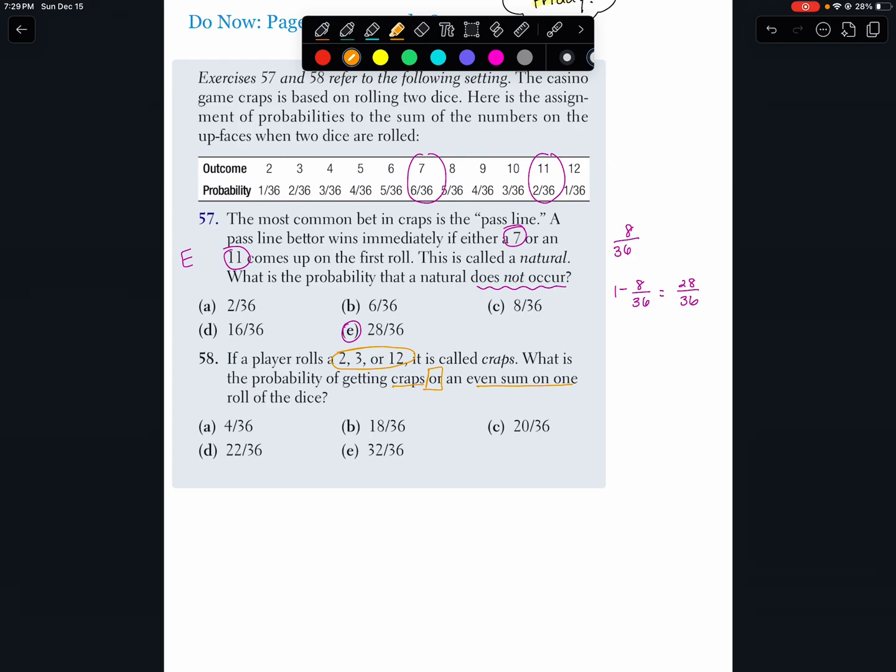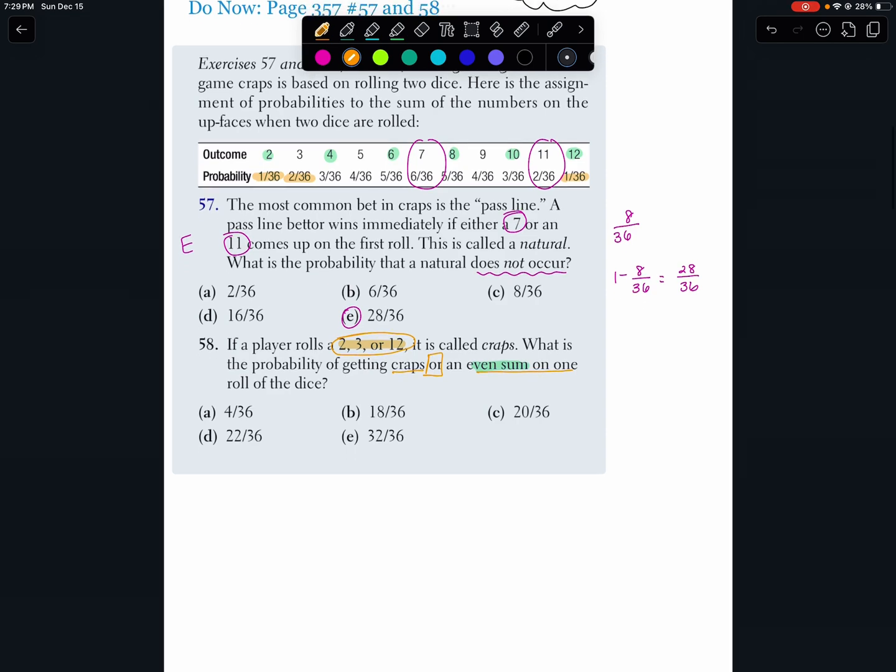All right, so we have 2, 3, and 12. That would be called craps. So here's 2, here's 3, and here's 12. Or they say if it's even, so if we want an even sum, then that would be the 2, the 4, the 6, the 8, 10, and 12. Okay, for this one, I'm not going to set up the addition rule. I'm just going to look at the table logically.